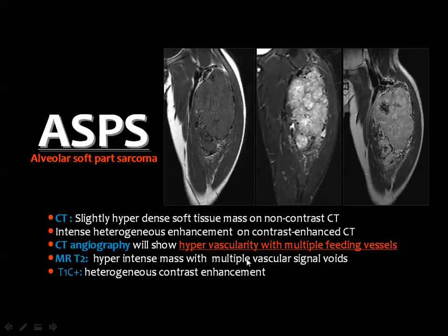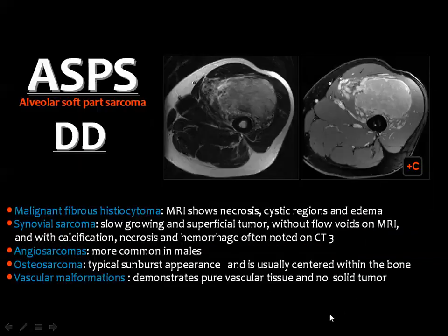If you look at the tumor, it is similar to any other sarcoma, but one of the characteristic findings is the hypervascularity. You can see extensive signal void vessels around the periphery and even in the tumor itself. CT angiography will show hypervascularity. It's hyperintense on the T2 weighted image with multiple signal void vessels. If you inject the contrast, it will show heterogeneous or homogeneous enhancement. This is the T2, and this is post-contrast. You see extensive vascularity around the tumor.